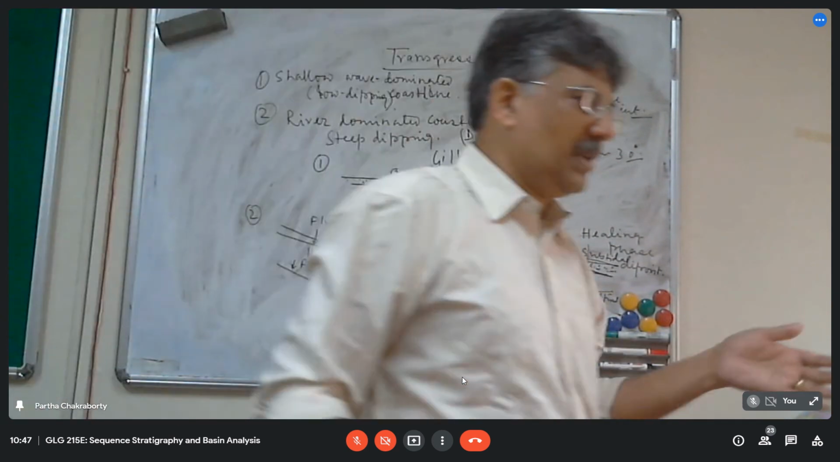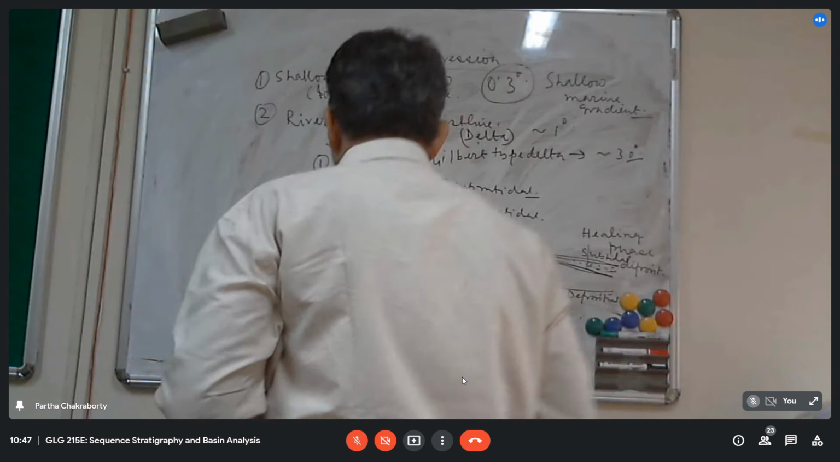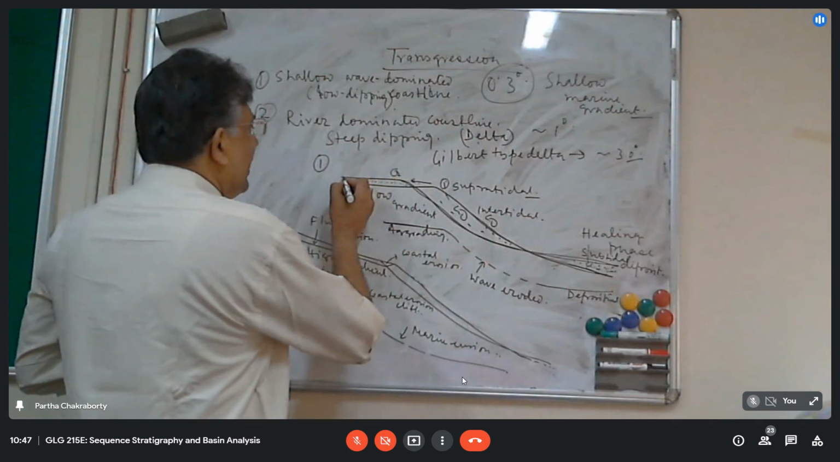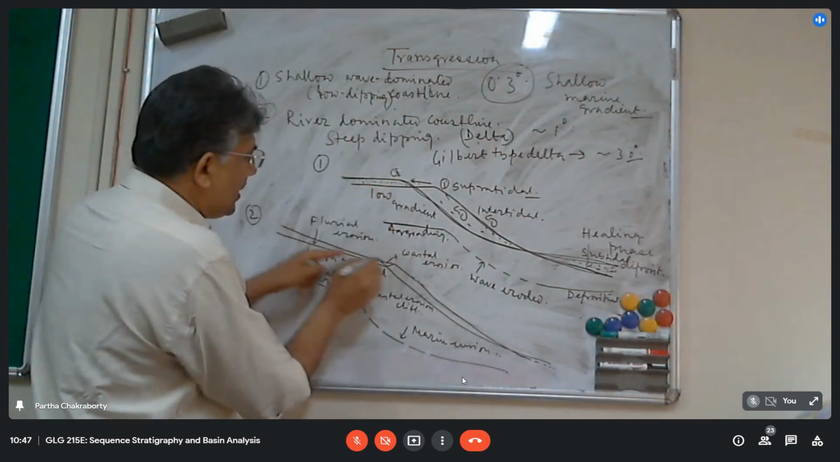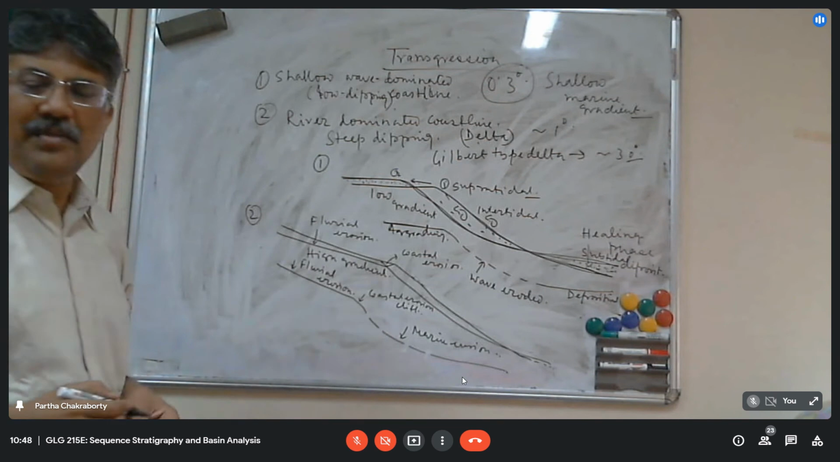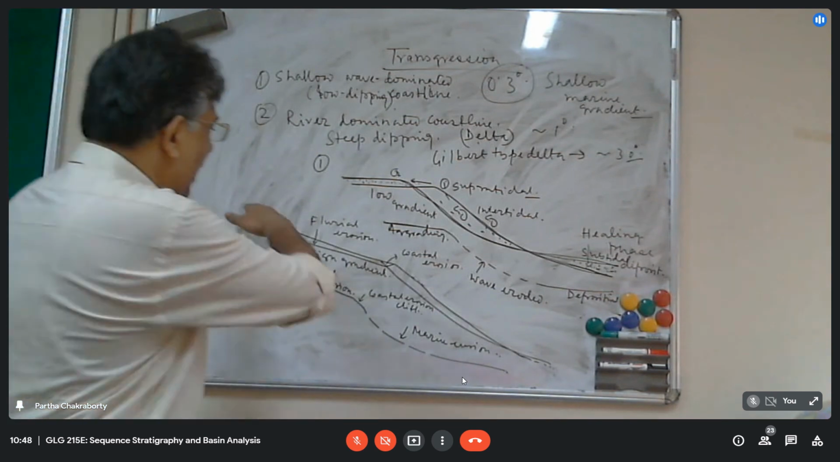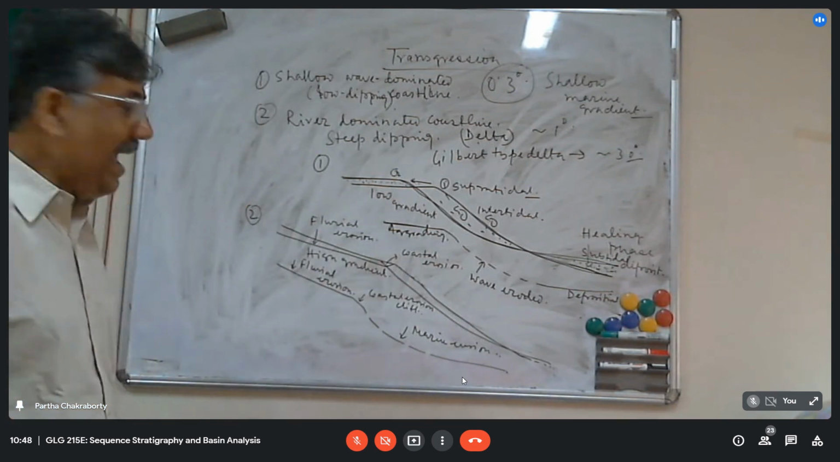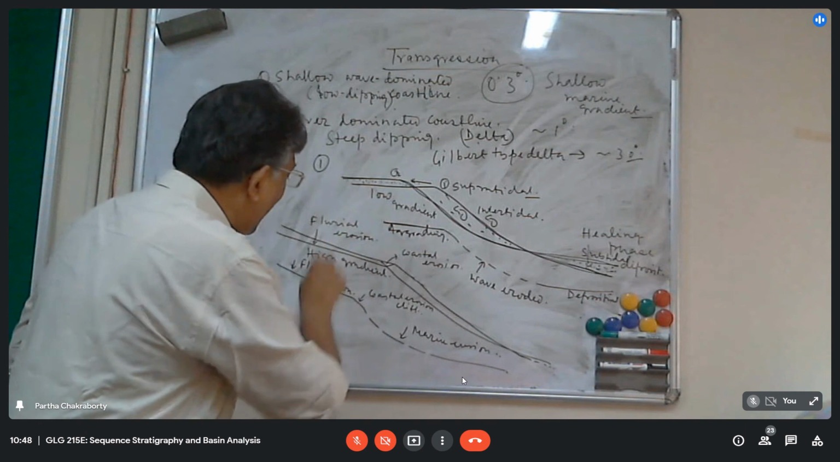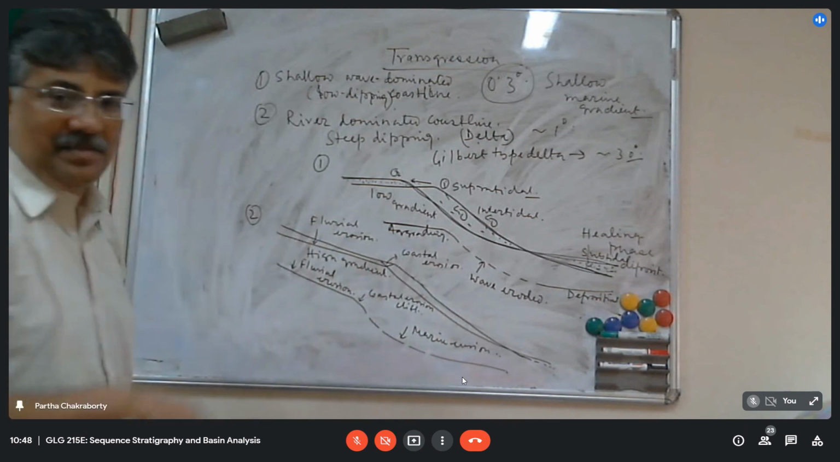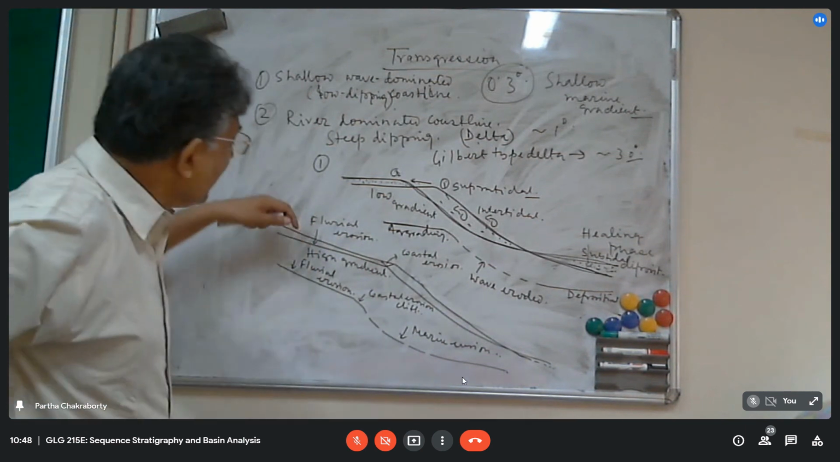Now, this is when it is a gentle gradient. Now we are getting a steeper gradient. So there is a steeper gradient, and in this steeper gradient, you are again getting a transgression. So what will happen in this steeper gradient?